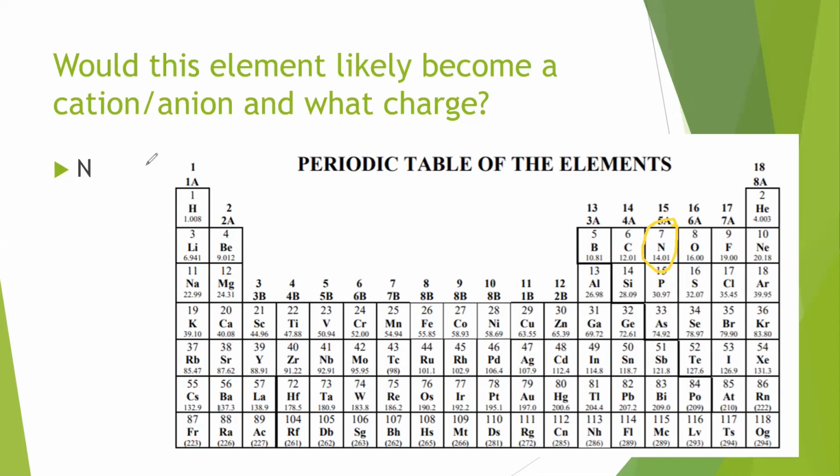So let me start. In this row, this one would have 1 electron, 2, 3, 4, 5. Since we want 8 or 0, is it easier to lose 5 or gain 3? It's easier to gain 3. So you're going to have a -3 charge, and it's going to be an anion because it's easier to gain 3 than lose 5. So that's the correct answer for this one. It's another anion.